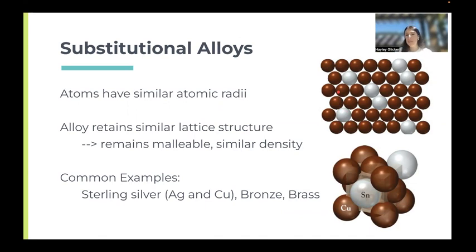A couple of examples of this: if any of you have jewelry made out of sterling silver, it is a lot of silver with a couple of copper metal atoms spread throughout. And because silver and copper have similar sizes, this is a substitutional alloy, which is why sterling silver is good for jewelry, because people can manipulate it to make necklaces or earrings or other types of jewelry as well.